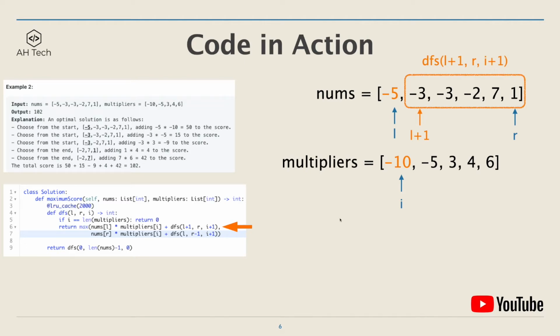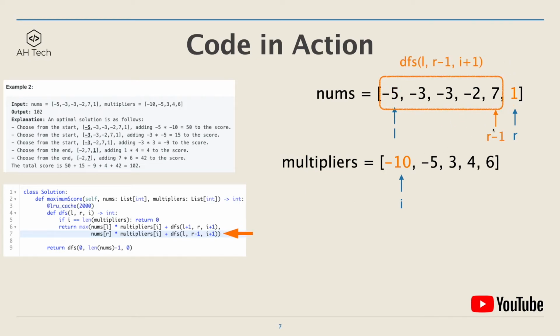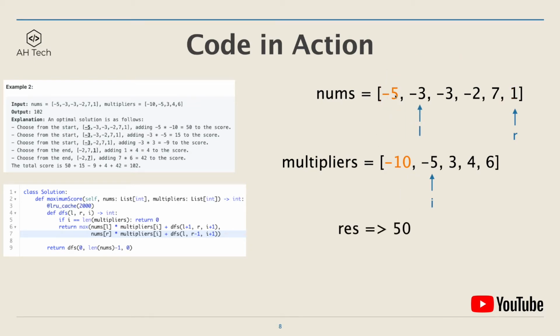Or we can choose the rightmost element in nums, multiply it, add it into score, and the next DFS subproblem will be DFS(L, R minus 1), which is moving R one step back, and then i plus 1. And in this case, choosing the leftmost element first will give us a bigger maximum score at the end. So now the result will become negative 5 times negative 10, which is 50.